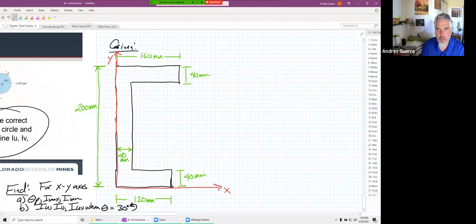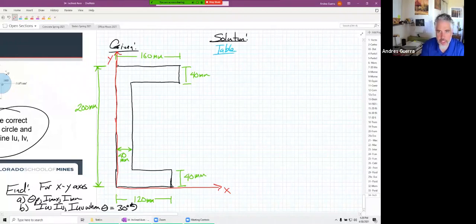So let's look at our solution here. We need to find Ix, Iy, and Ixy. Before we can even find theta P, I max, and I min, we need to figure out what Ix, Iy, and Ixy are for this shape here. So we're going to start with the table.